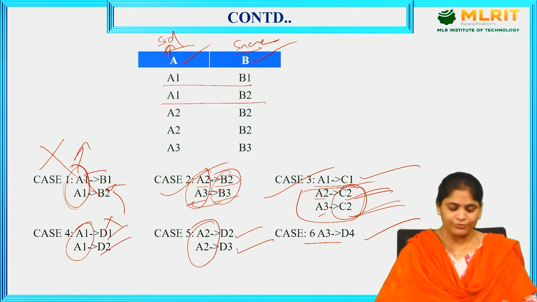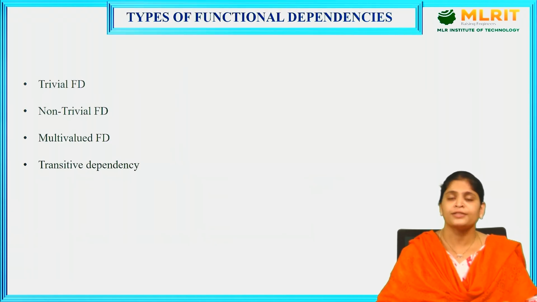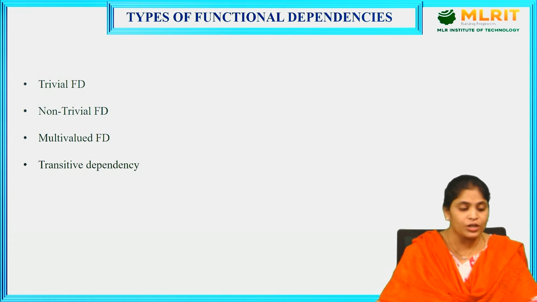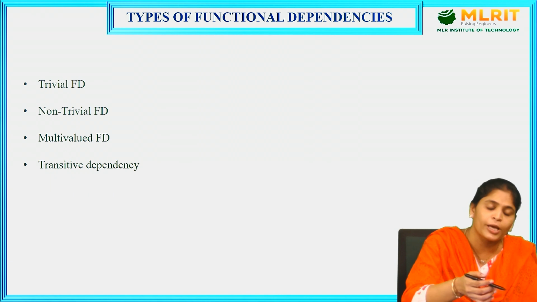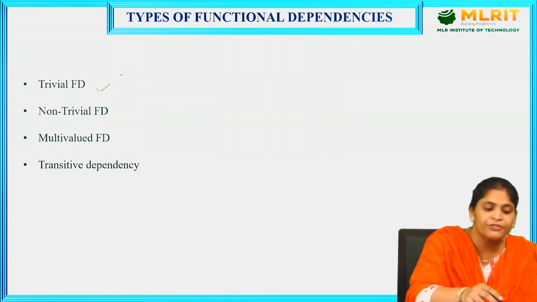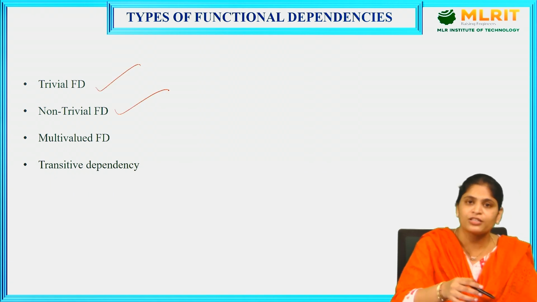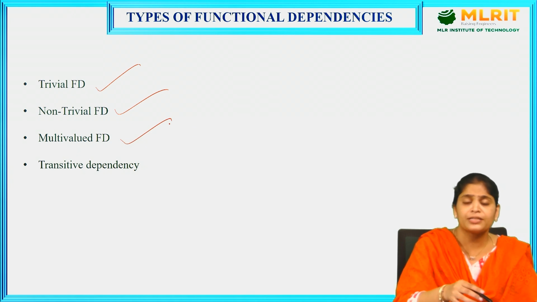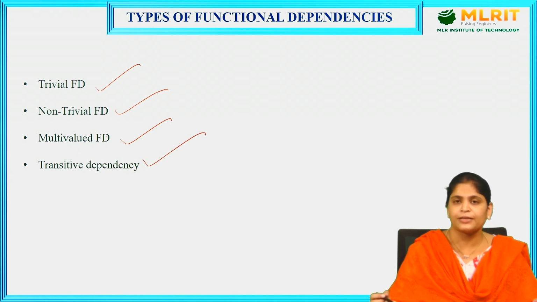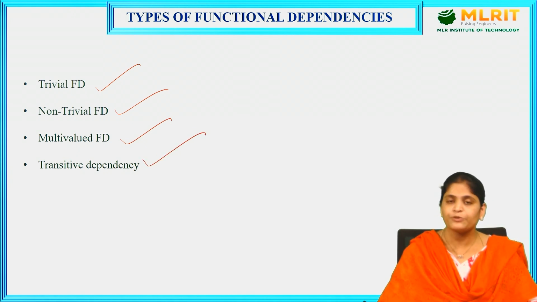So till now I hope you people got an idea about FDs, right? What is a functional dependency? Next, let us discuss types of functional dependencies. What are those types? Here we have majorly 4 types of functional dependencies: trivial functional dependency, non-trivial functional dependency, multivalued dependency and transitive dependency.